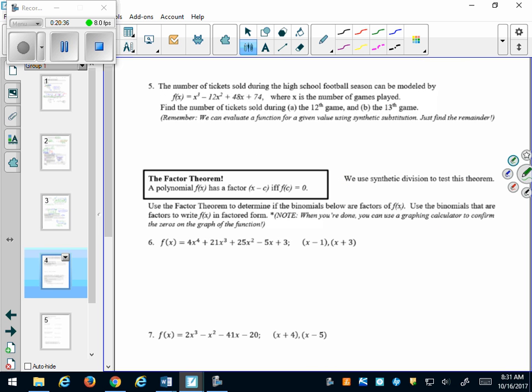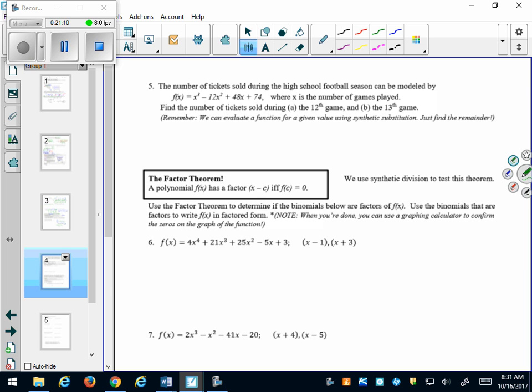So an application of that then: the number of tickets sold during the high school football season can be modeled by this polynomial, because we know that's really what most of us do in our lives. We make polynomials for situations like this. x to the third minus 12x squared plus 48x plus 74, where x is the number of games played. Find the number of tickets sold during the 12th game.